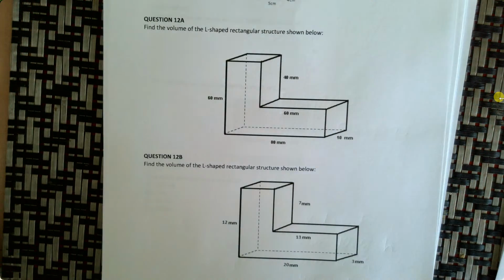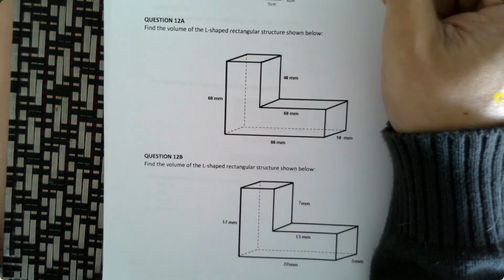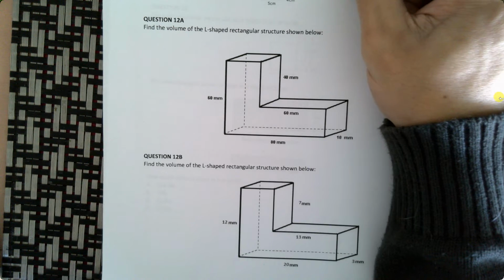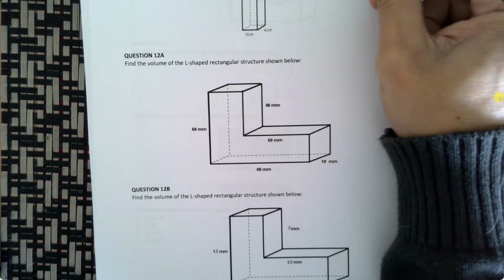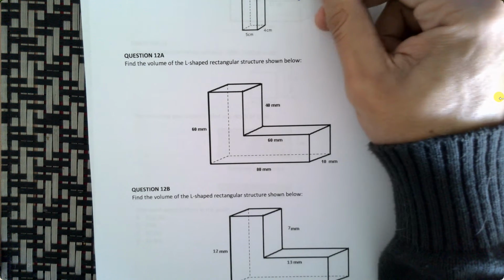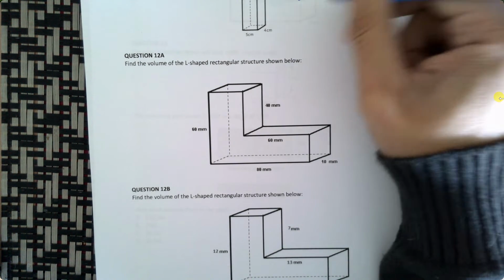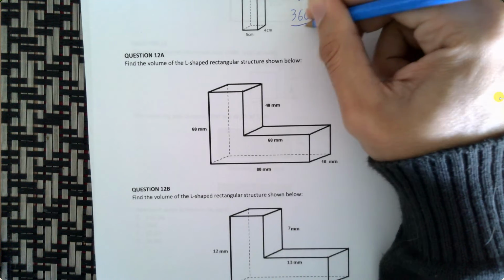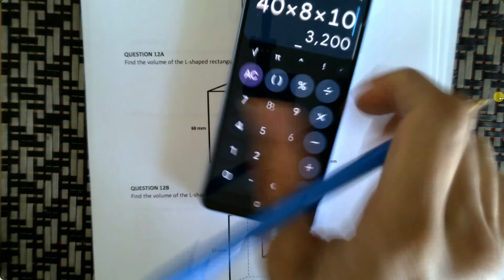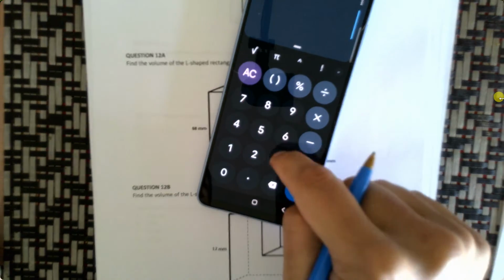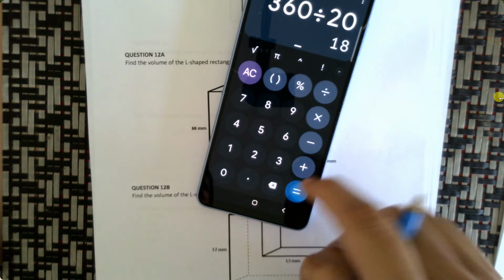Next one, 360. So I'm going to do the same again, just a little bit faster. 360 equals 5 times 4 times h. 360 equals 20 times h. 360 divided by 20 equals, I believe, 18. 360 divided by 20, 18.